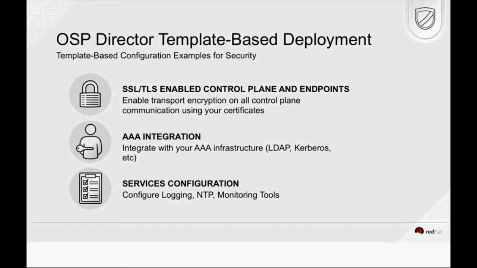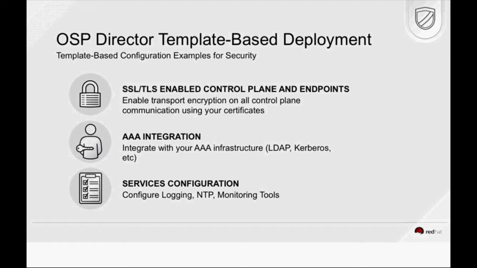The biggest one we see is enabling SSL or TLS for both control plane communications and endpoints. This isn't just enabling a self-signed certificate, but actually using a certificate signed by your CA and using that in the OpenStack environment to secure those communications right at the start. So it's not an afterthought. You're not going back in and adding security later. You're doing it during the installation, and that can become part of the template.